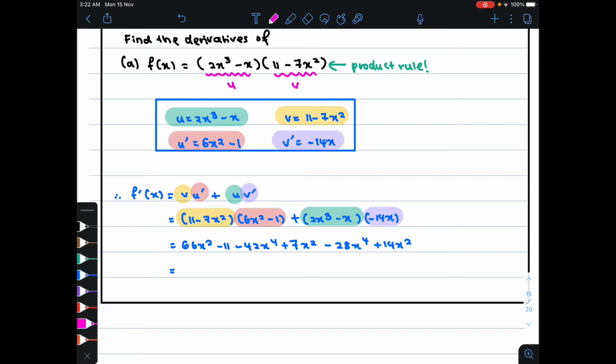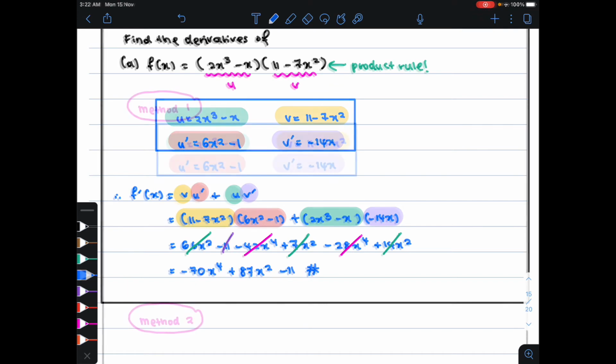So by simplifying, negative 42x to the power of 4 minus 28x to the power of 4 is negative 70x to the power of 4. 66x squared plus 7x squared plus 14x squared is 87x squared. And the last one is minus 11. And that is the final answer of this question.